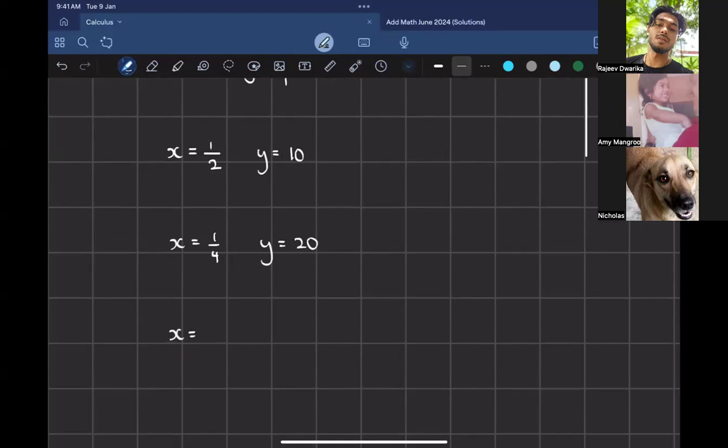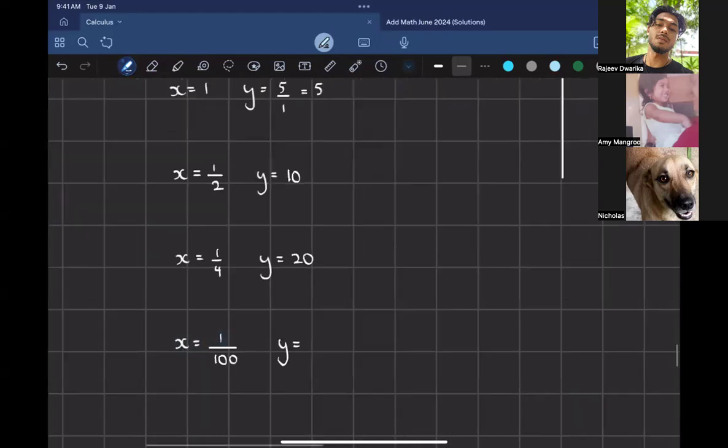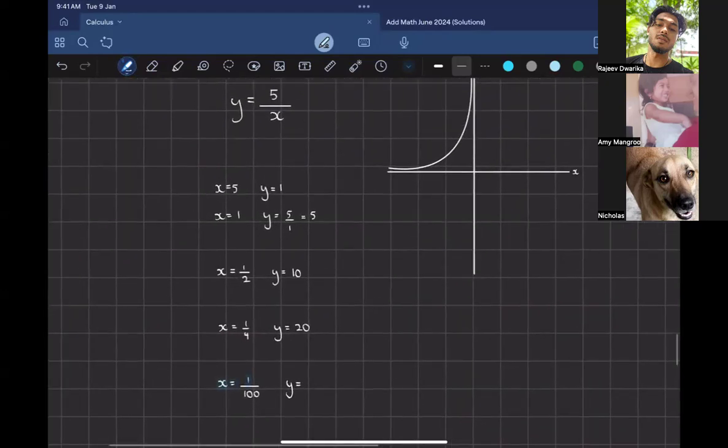Let me go somewhere far. What about x over 100? How many 1 over 100 will you take to make 5? 500. So imagine, which 1 over 100 is a decimal?